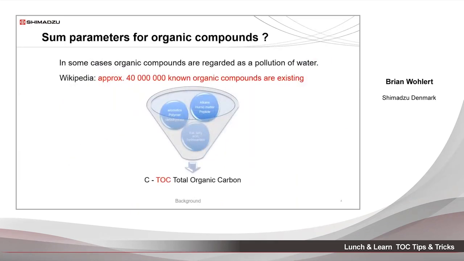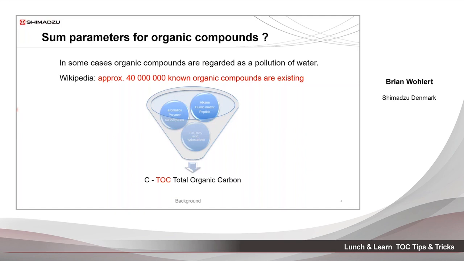So most of you probably know that with the TOC analyzers, we are able to analyze total organic carbon. We can analyze total carbon, inorganic carbon. We can also analyze the non-purgeable organic carbon, also called the non-volatile organic carbon, or the volatile organic carbon. Our instruments can also be supplied with a total nitrogen detector.